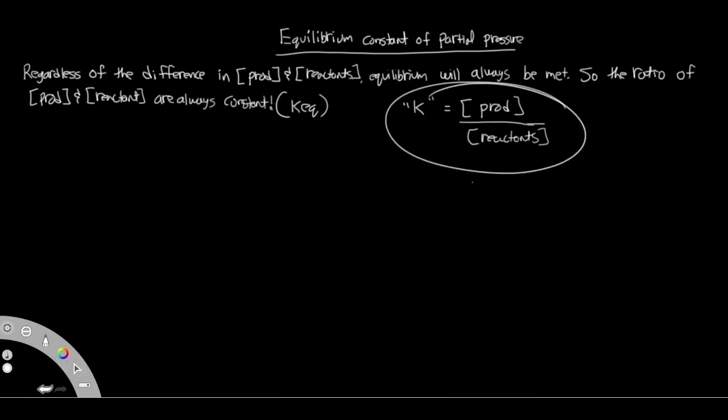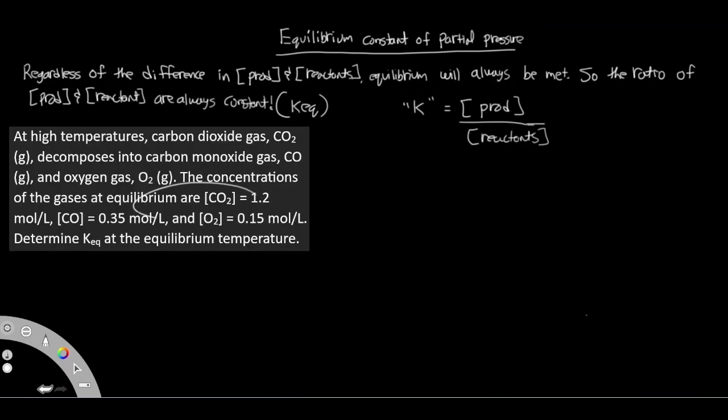So we've only done it this way in the previous video, and we've used just the compounds listed, but we didn't actually use molar concentrations put in practice. So that's what we're going to be doing now. The concentration of the gases at equilibrium are this, this, this. We're going to be putting into practice within this formula over here. Let's first write out what we have. We have carbon dioxide. It is gaseous. We have a reversible reaction, and it decomposes into carbon monoxide and oxygen gas.